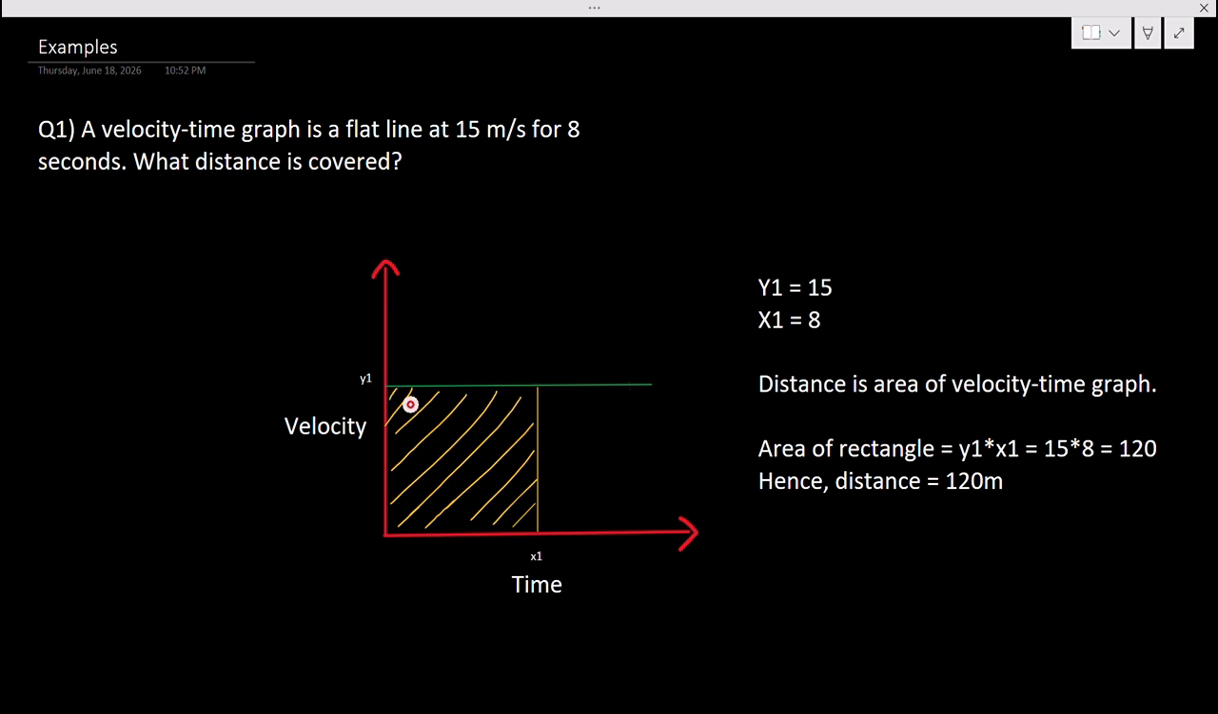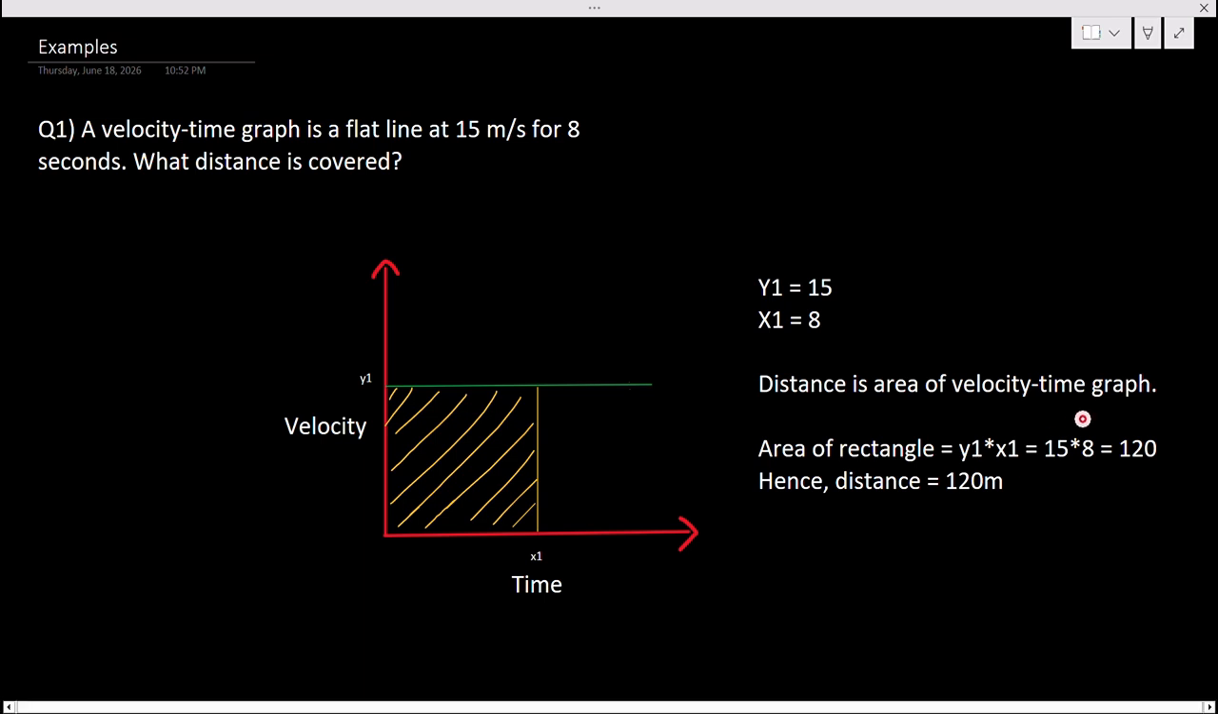Now, what is the distance covered? How can we calculate the distance? We can get two things from the graph. One is the slope, velocity over time, which gives us acceleration, but we are being asked for distance. The second thing we can get is the multiplication, velocity into time, and that can give us distance. It becomes a rectangle. So y1 into x1, which is 120. So the distance is 120 meters.